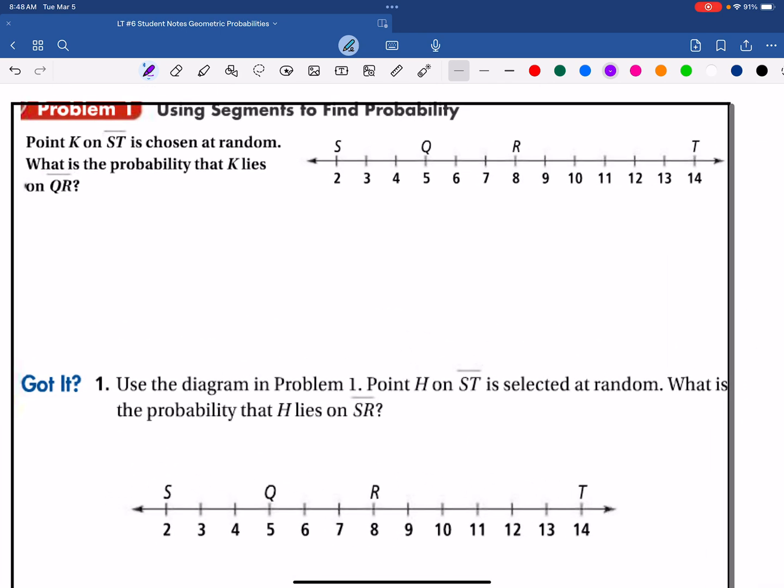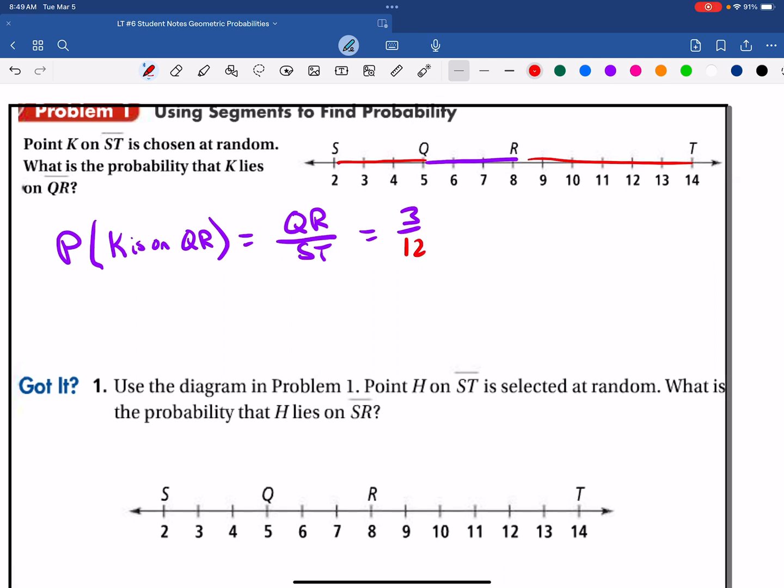Point K is on ST, it's chosen at random. What's the probability that point K lies on QR? So we're looking at the probability that K is on QR. And that means QR over the total, which is ST. The length of QR is 3. ST has a total length of 14 minus 2, which is 12, and this reduces to 1/4. So we're going to leave it as a fraction in this case.